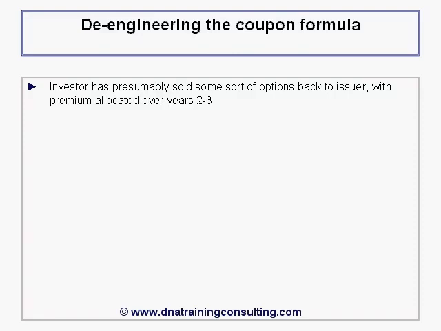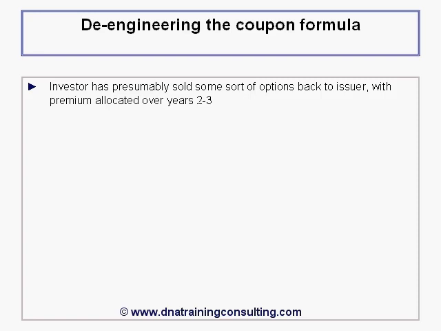The enhancement of this coupon to a substantial positive spread over LIBOR, as indicated in the term sheet, comes presumably from the sale by the investor of some form of options back to the issuer, whose premium is then allocated over years 2 and 3 to convert the negative spread of 81 basis points into the positive 80 basis points indicated in the term sheet.